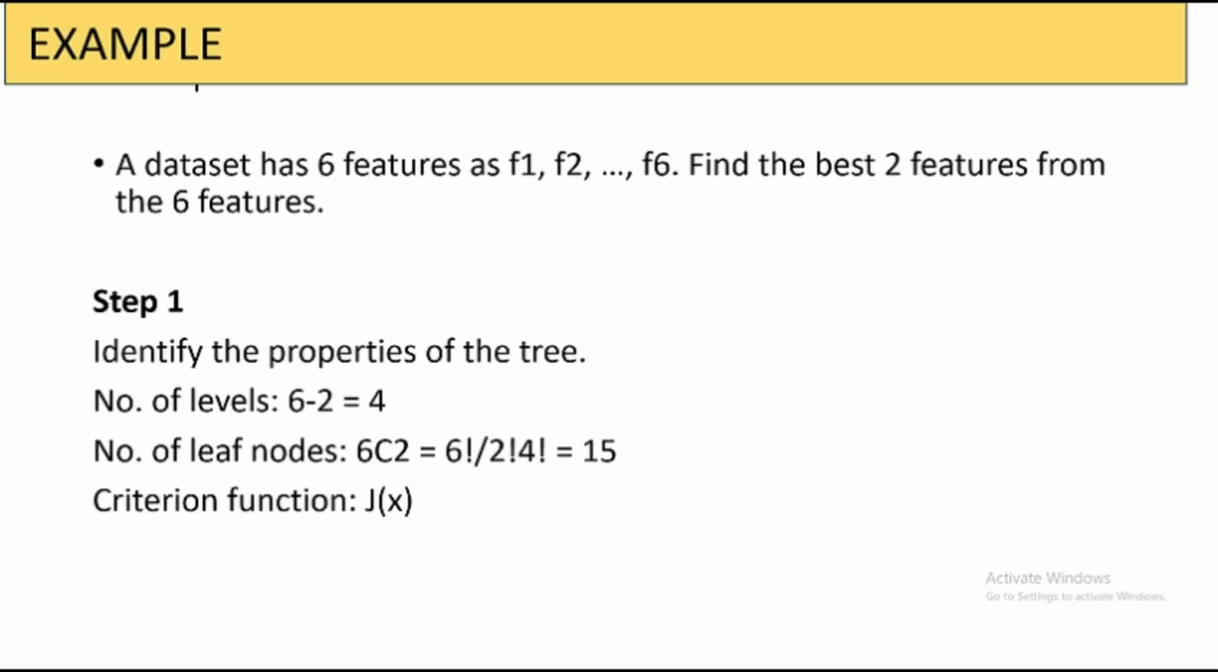So let's look at an example. Suppose you have a dataset which has 6 features as f1, f2 and likewise up to f6. So you need to find the best 2 features from these 6 features. We have to start by identifying the properties of the tree. The first property is the number of levels. Since we have to select 2 features from the 6 features, 6 minus 2, the number of levels in the tree we are going to construct is 4. And then the number of leaf nodes is 6C2, which is equal to 15. Let's assume that the criterion function value is J(X).